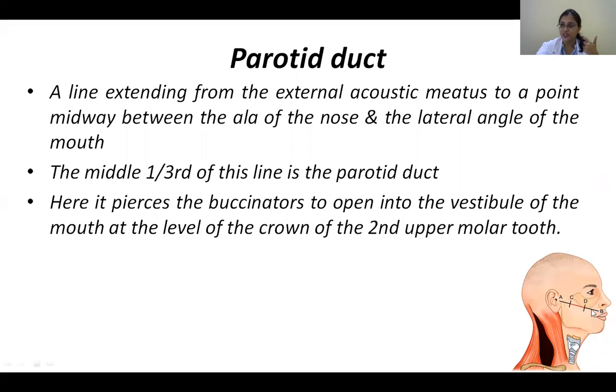So this line is not required. Duct does not come up to here. Okay, it's just stopping in this particular region. So the middle 1/3 of this line is the parotid. It's not like all the lines you draw on the face belong to that particular structure. So we just marked it and we picked out the exact location, that is the middle 1/3 of that particular line. So pierces buccinator and opens at the upper second molar.